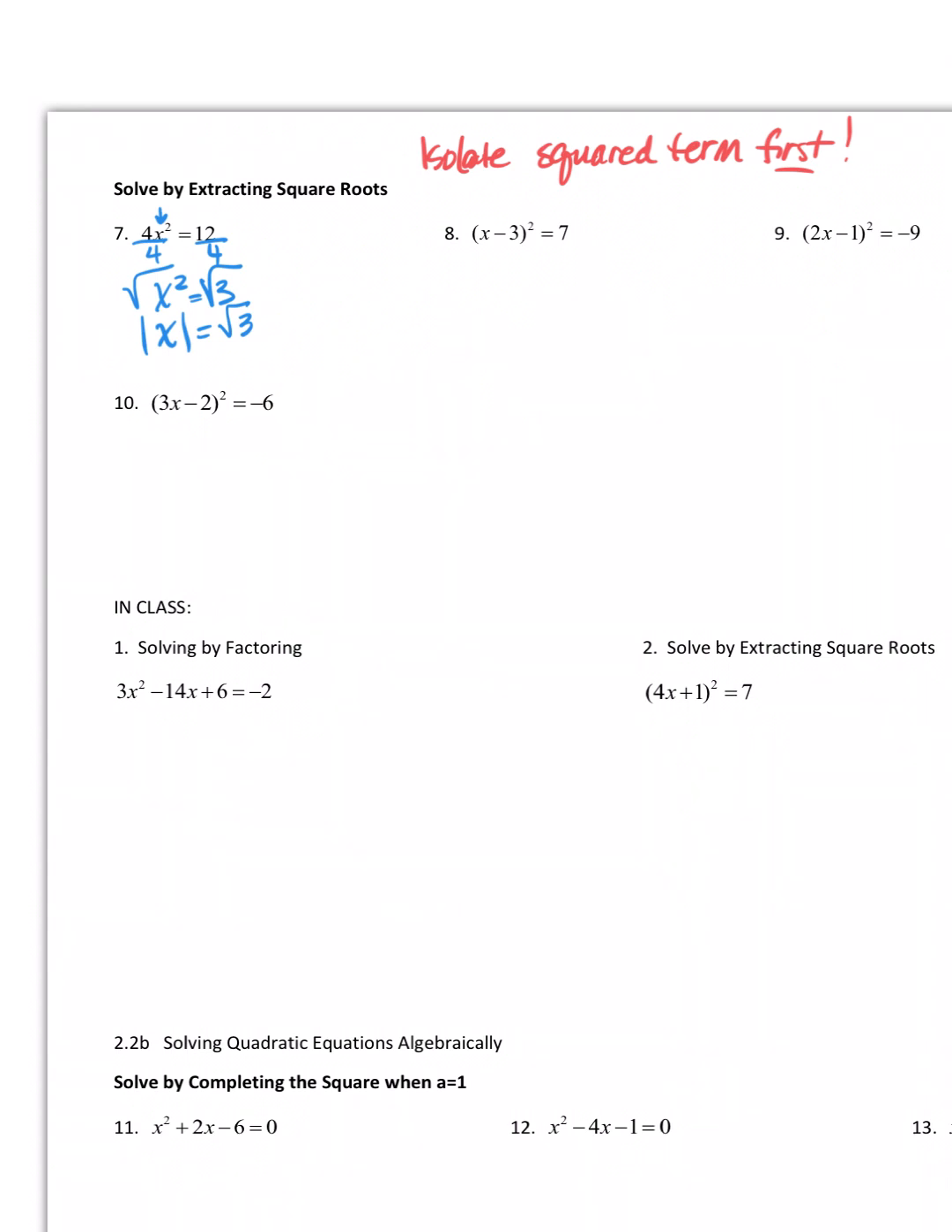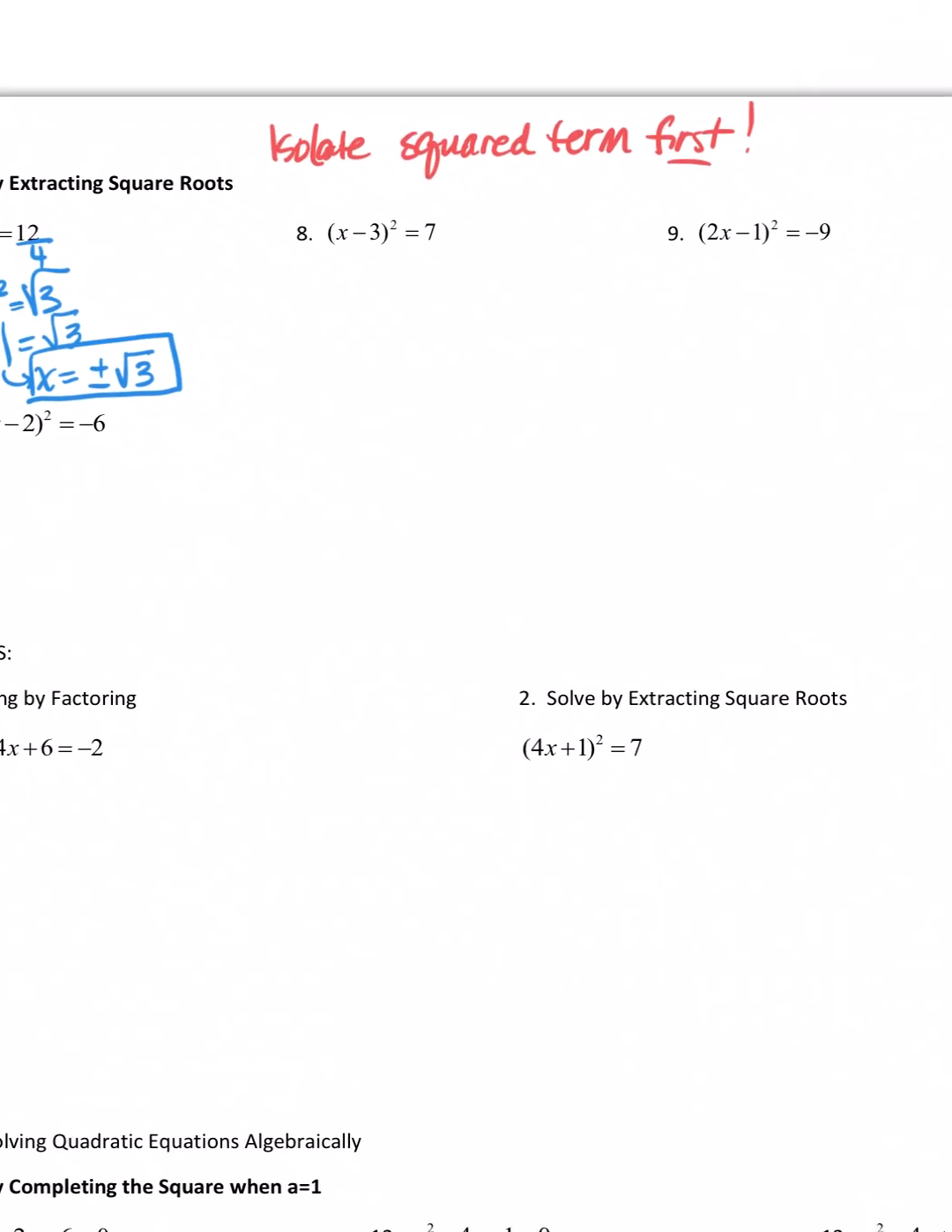Now, remember from Algebra 2, when you have an absolute value, to move from absolute value to just x, you just have to consider the positive and the negative results. So I always have to put plus or minus with it. That's what that means.